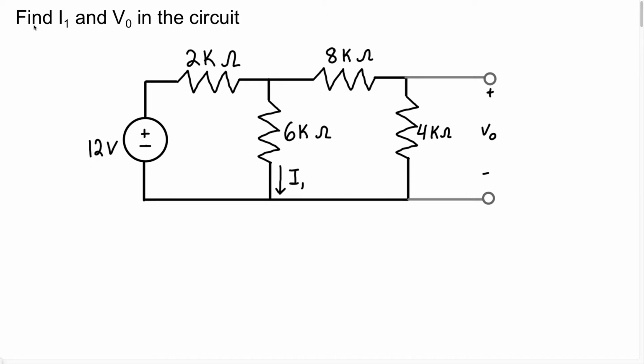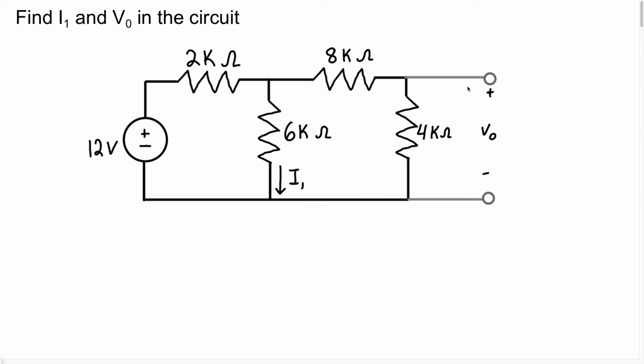The problem says find I1 and VO in the circuit. So they give us this circuit. We can see it has two loops, and they want us to find I1, which is the current through this 6K resistor, and they want us to find the voltage VO at these two terminals.